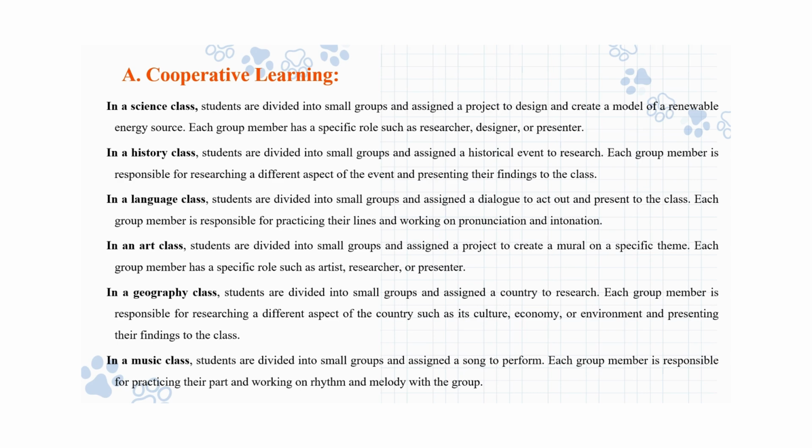In a history class, students are divided into small groups and assigned a historical event to research. Each group member is responsible for researching a different aspect of the event and presenting their findings to the class. In a language class, students are divided into small groups and assigned a dialogue to act out and present to the class. Each group member is responsible for practicing their lines and working on pronunciation and intonation.